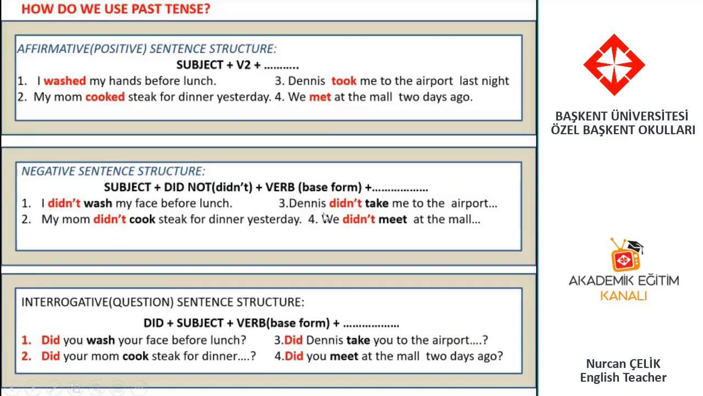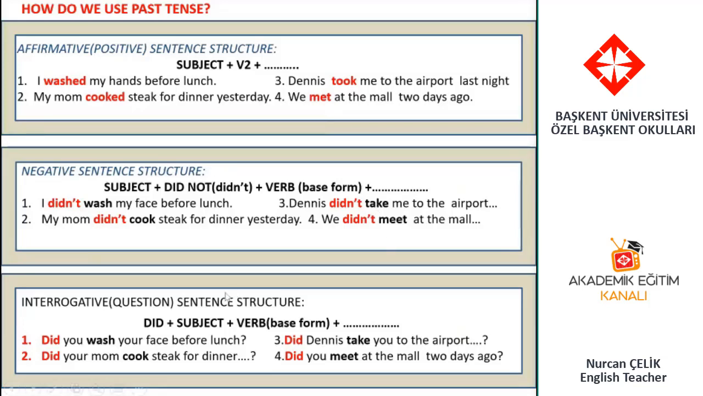Also, we do the same changes in these sentences. Dennis didn't take me to the airport, not didn't took. Wrong. Took is in a positive sentence. Take is in a negative sentence because we have didn't. We didn't meet at the mall, not didn't met. Be careful.